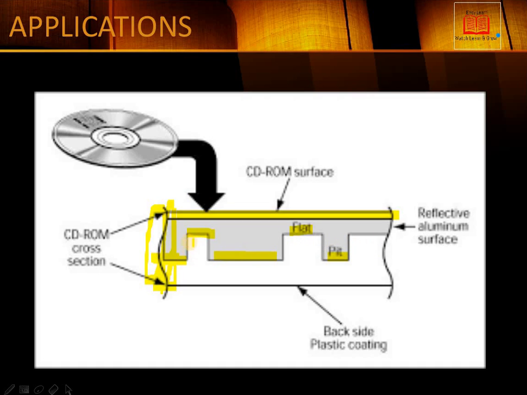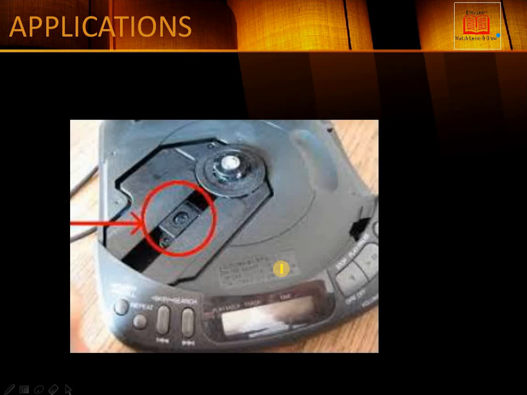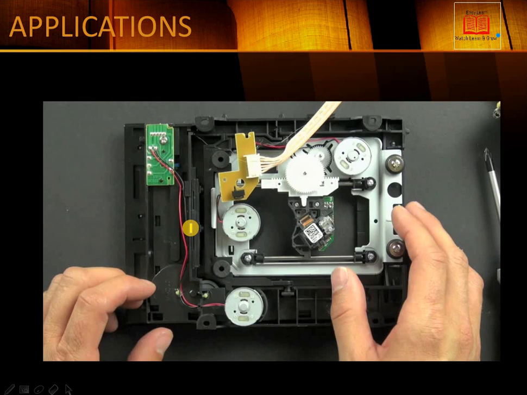When this pit and flat occurs, the laser beam reflects differently and the photodiode detects that there is a change. So we can read this data. I had skipped this theory, you can read it by yourself. I explained how this works, and this is the practical or real diagram. You can see in the circle, this is the photodiode and laser diode combination, and the laser diode is used to read the data and convert it back. This is another diagram, and the same is the case here.